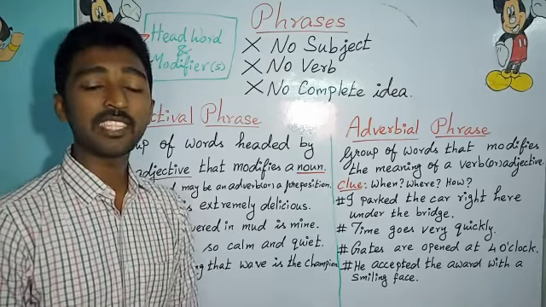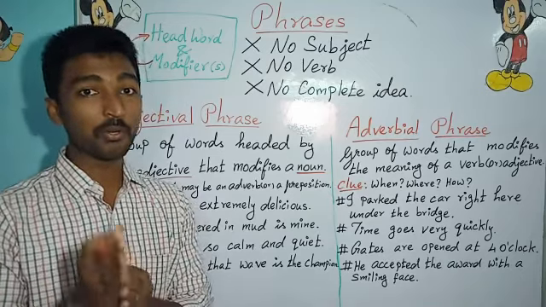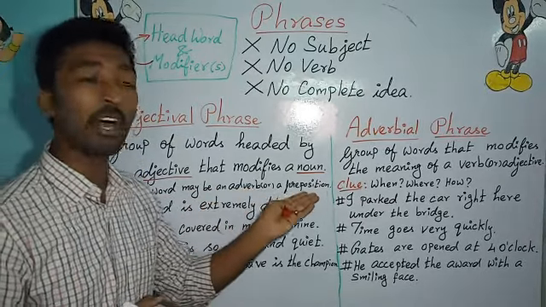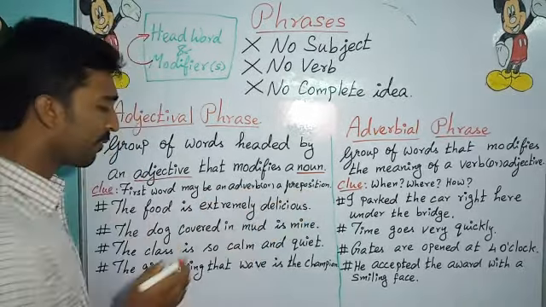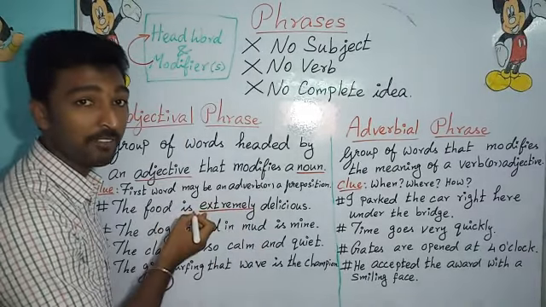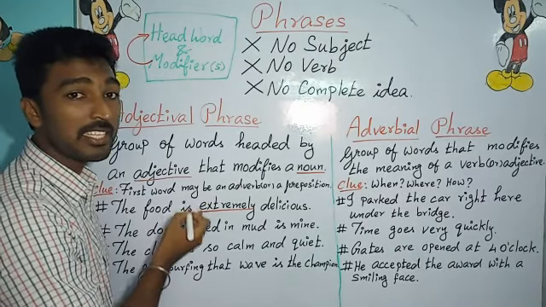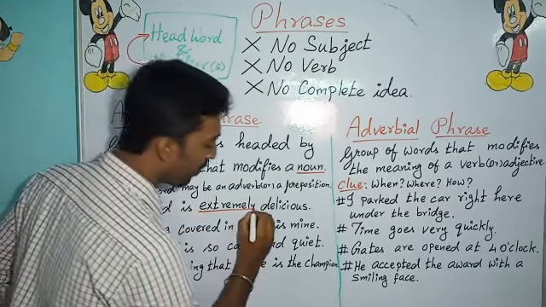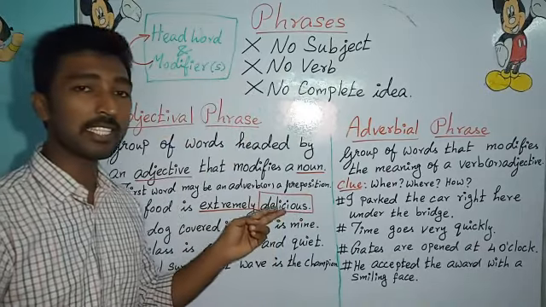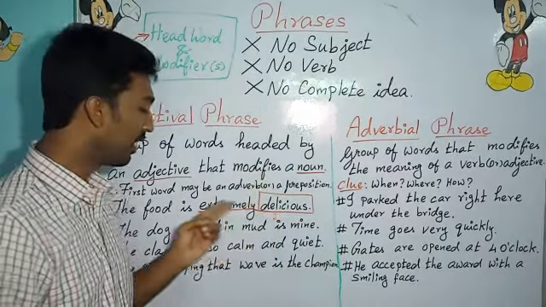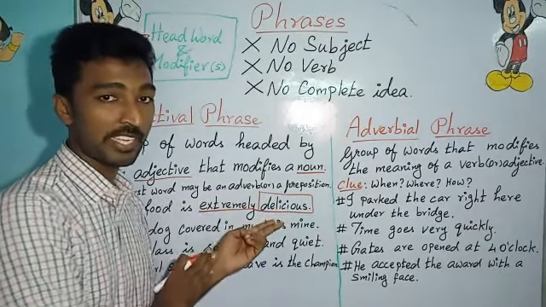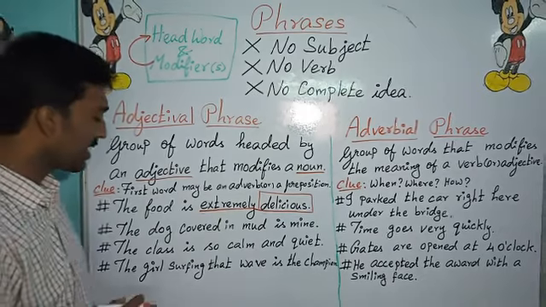Can you find the adjectival phrase here? There is a clue. You know that clue? The clue is, first word may be an adverb or preposition. Here the first word extremely is an adverb, followed by the head word delicious. Delicious is an adjective. Extremely delicious is an adjectival phrase here. And let's move to the next sentence.